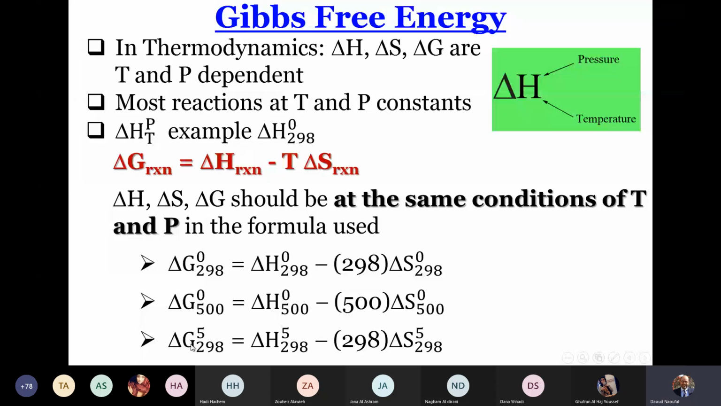A third student can write delta G at pressure 5, temperature 298 equals delta H at pressure 5, 298 minus the mentioned temperature 298 times delta S at 5 bar, 298. Also, this formula is correct. So these three forms are correct forms of the formula. But pay attention to the conditions of your exercise. What are the conditions of temperature and pressure in your exercise in order to use the correct form?